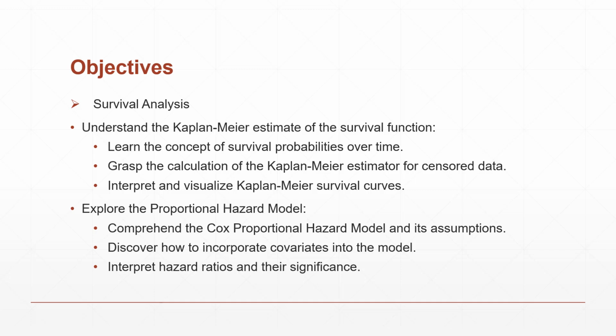Next, we will explore the proportional hazard model, a semi-parametric model widely used in survival analysis. This model helps us examine the effect of covariates on the hazard function, providing valuable insight into the relationship between these variables and the event of interest.